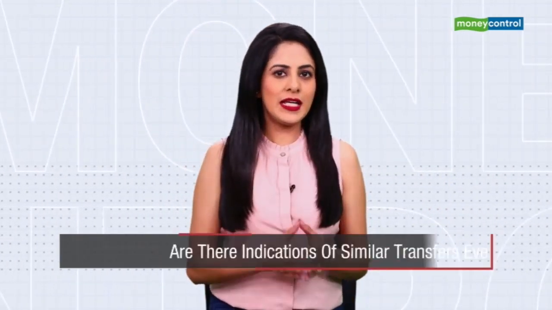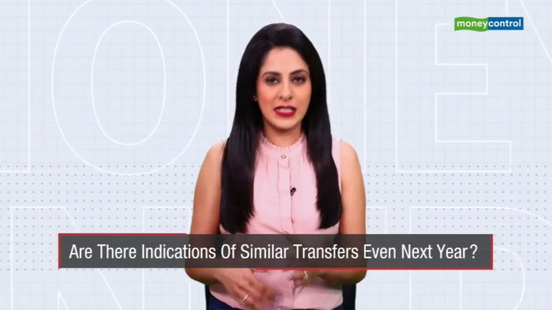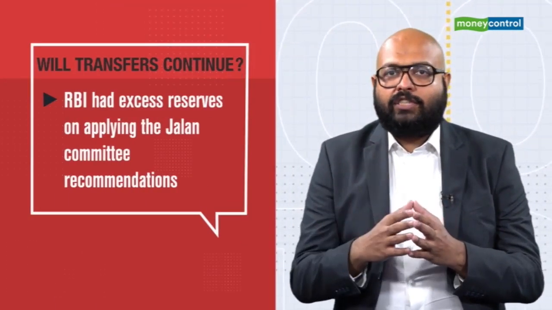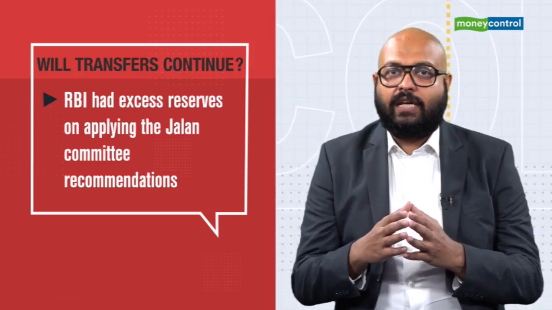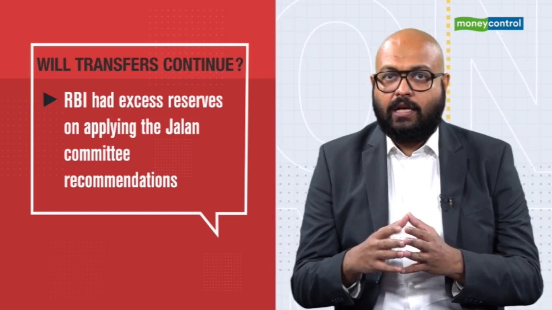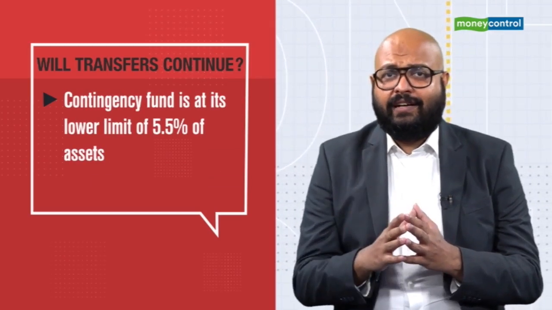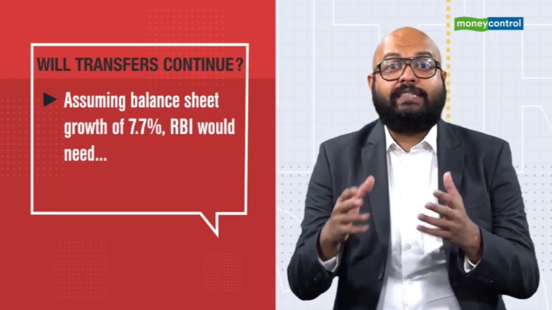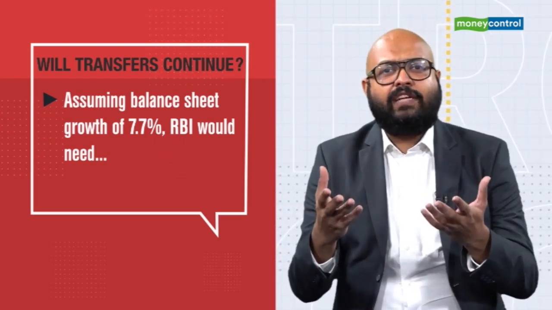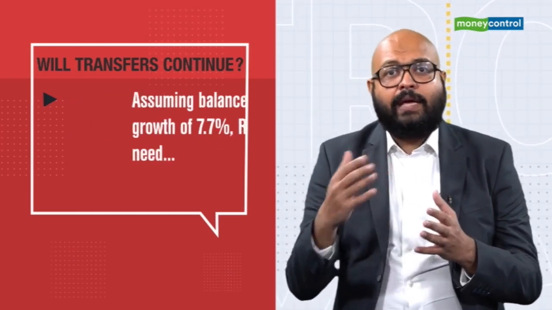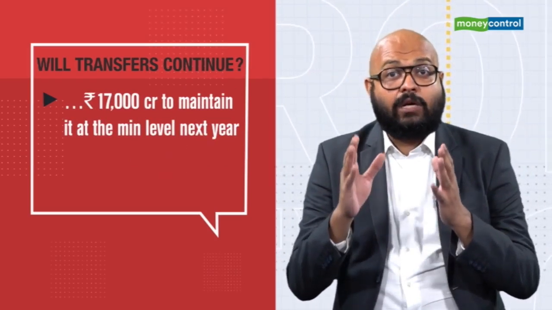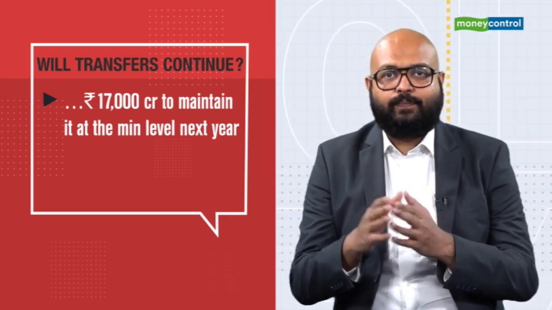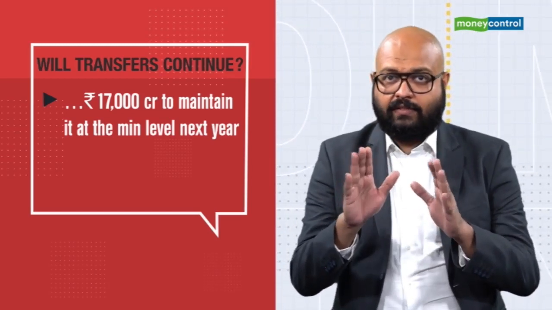So Ravi, are there also indications of similar surplus transfers to the government even next year? Well, that's hard to say, Sakshi. It depends on a lot of factors. One reason why the RBI was able to achieve a high surplus in the just-ended fiscal was the massive bond purchases it had done. But remember one thing, the contingency fund is at its lower limit of 5.5% of assets. Assuming balance sheet growth of 7.7%, that's the average growth seen in the past 9 years, the RBI would need to set aside close to rupees 17,000 crore to maintain this at the minimum level. I should caveat this, these are rough calculations as of now.